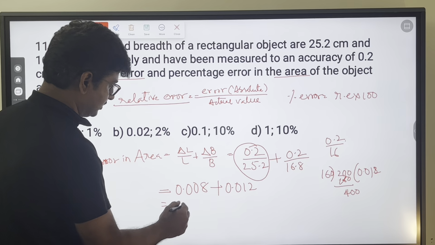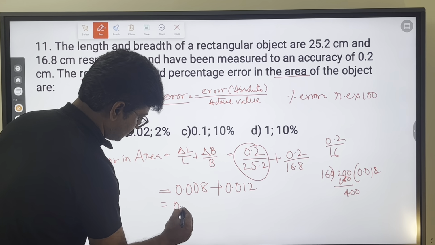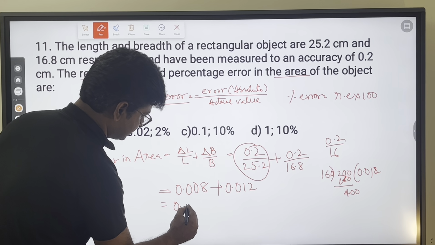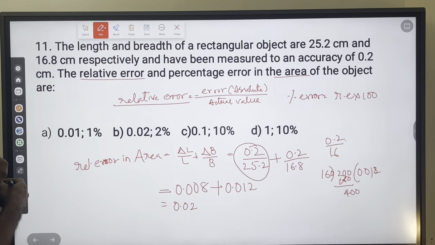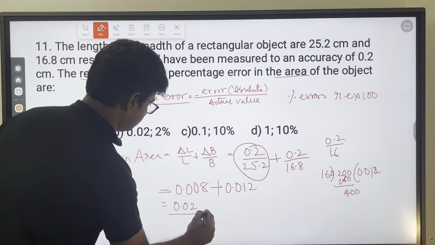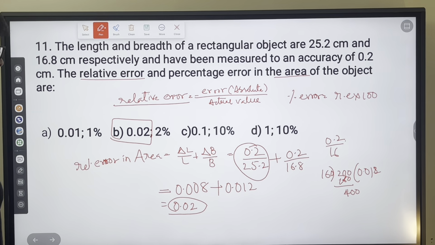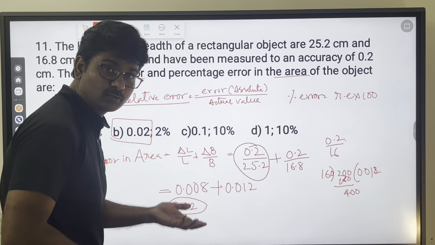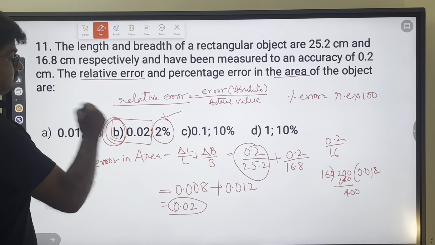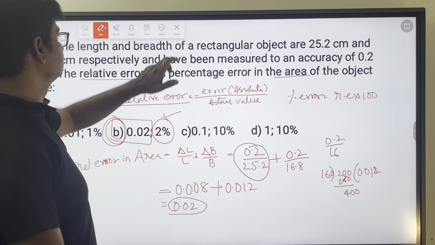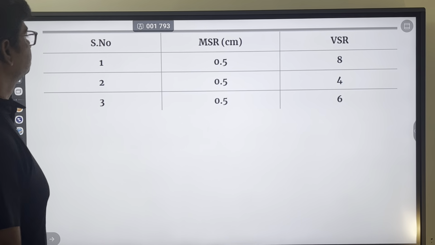So how much do you get? 0.008 plus 0.012. This is close to 0.02. So 0.02 is the relative error. If 0.02 is the relative error, what is the percentage? 2%. So the answer is B. Okay, next question.